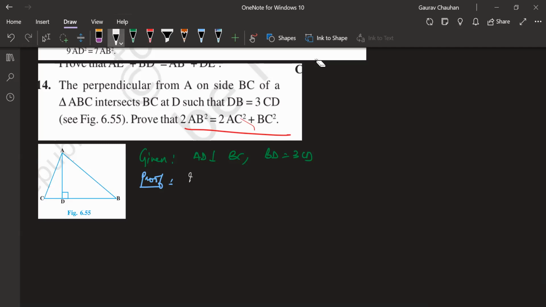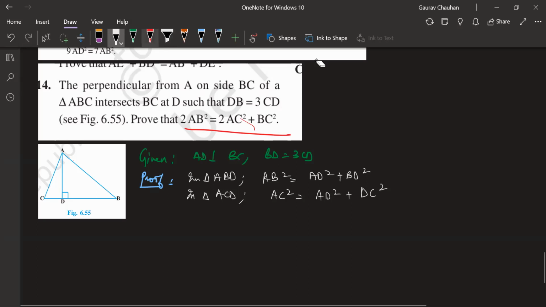First of all, in triangle ABD, I have AB square is equal to AD square plus BD square. Then also in triangle ACD, I have AC square is equal to AD square, again AD square, plus DC square.